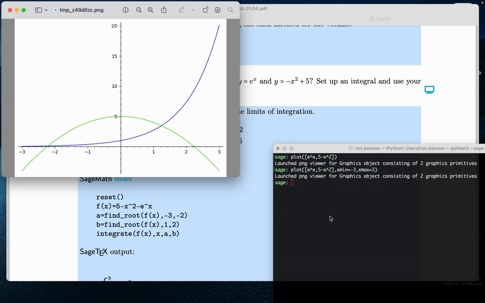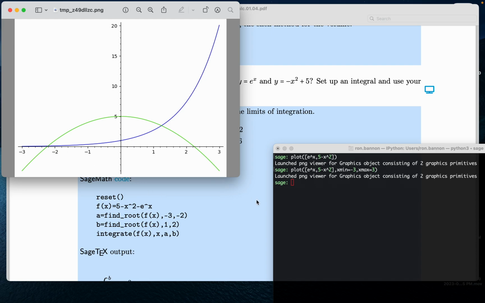So someone says, why'd you do that? I think I know what region they want now. They want the region between the green curve and the blue curve. You should know the blue curve is e to the x, and the green curve is a parabola that opens downward, vertex at 5. What I want to do is find the points of intersection. Looking at it, one point of intersection occurs between 1 and 2, and the other occurs between minus 3 and minus 2.